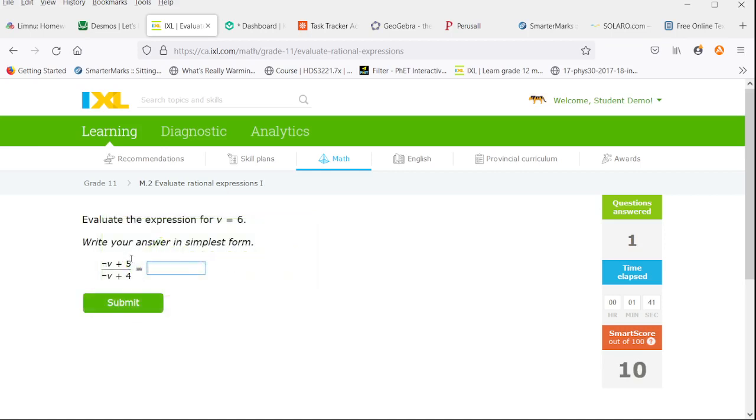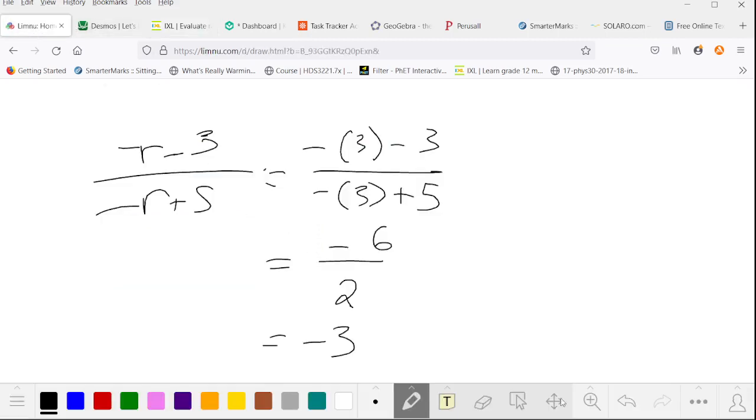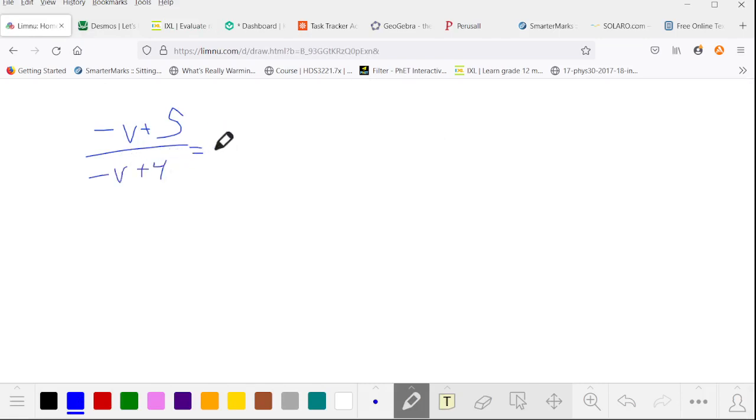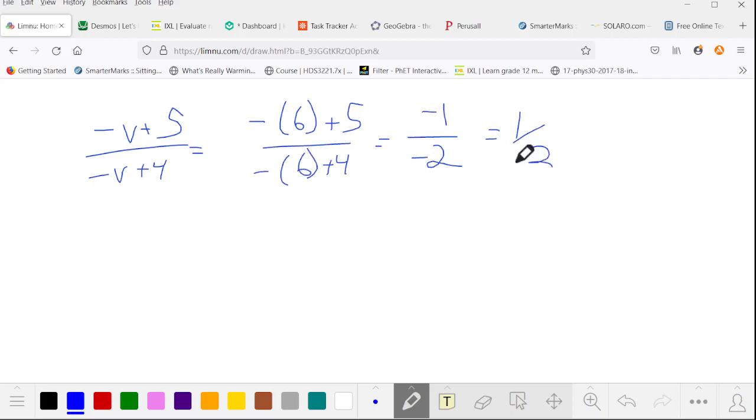Now we've got a negative v plus 5 over negative v plus 4 for v equals 6. So negative v plus 5 over negative v plus 4. We want that when v equals 6. So again, we substitute the 6 in brackets. And we get a negative 1 over a negative 2, or 1/2.